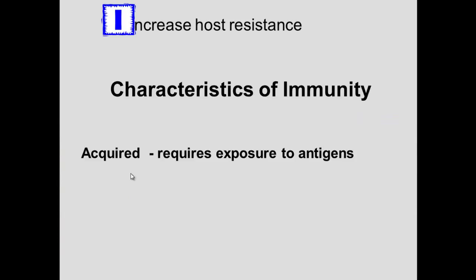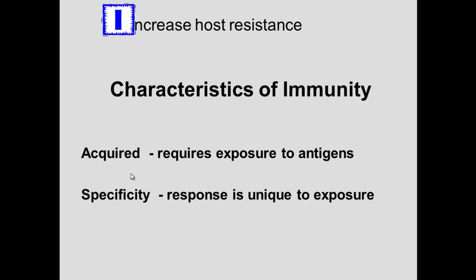So to increase host resistance, let's look at the characteristics of immunity. First, it's acquired. It requires exposure to antigens before it can mount a response. Also, it's specific to the unique antigens that you're exposed to. That's why you may get sick from water in a different country, and people who come to the United States from other countries may get sick on our water too, because they're not exposed to the same invading components as we are.